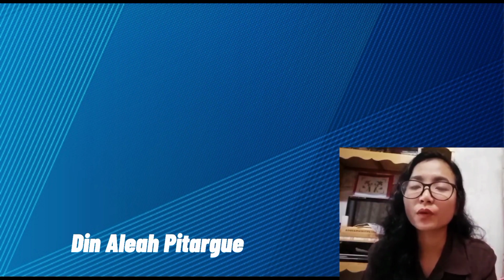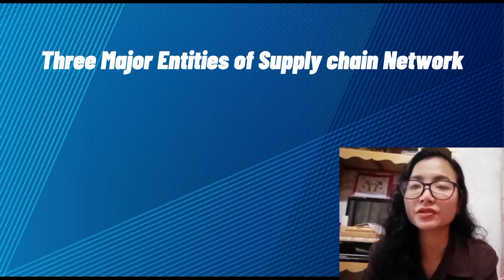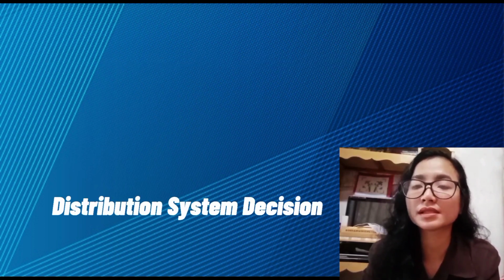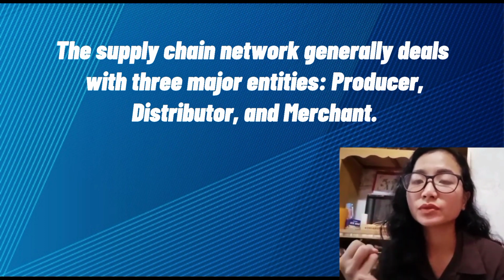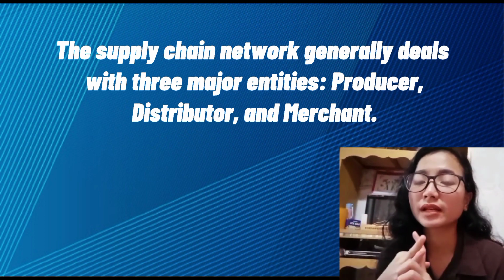Good afternoon everyone, I am Aleah Pitargue, one of the members of Group 6, and I am going to report about the 3 major entities of supply chain network and distribution system decision. So let us proceed. The supply chain network generally deals with 3 major entities: producer, distributor, and merchant.